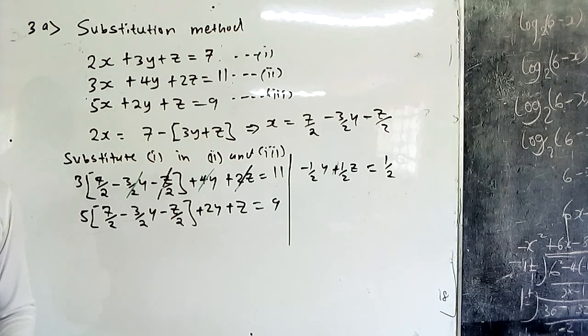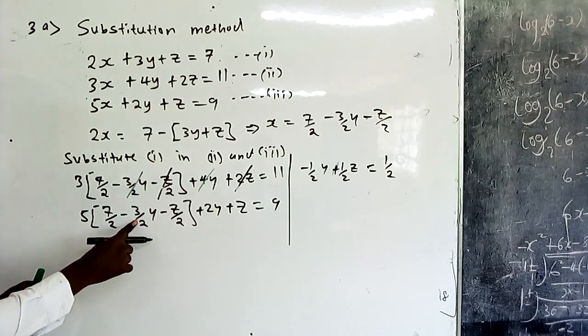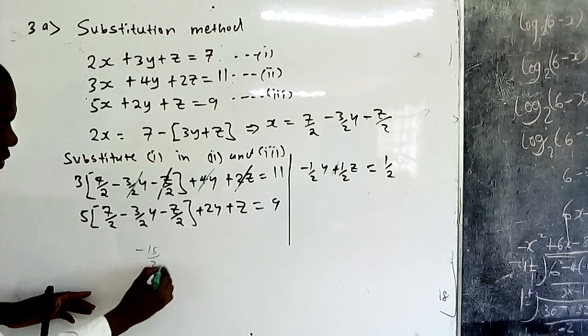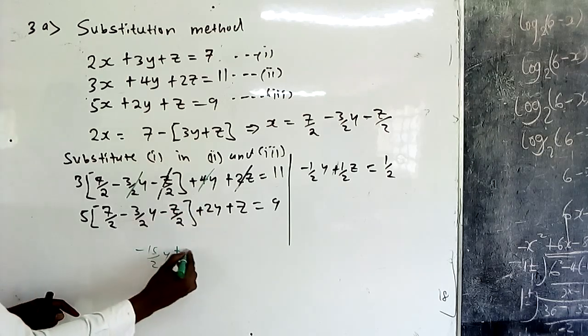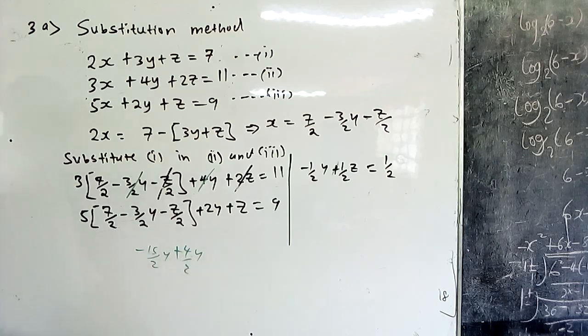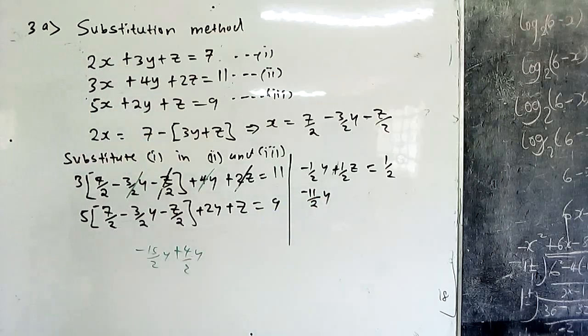Are we together? Yes. Move to the second equation. Start with y. 5 times negative 3 over 2, so you get negative 15 over 2y. Then here you have plus 2y. So what do we have? Remember, plus 2y is the same as 4 over 2, isn't it? So negative 15 plus 4, that is negative 11 over 2 y. So if you simplify y, you get negative 11 over 2 y.